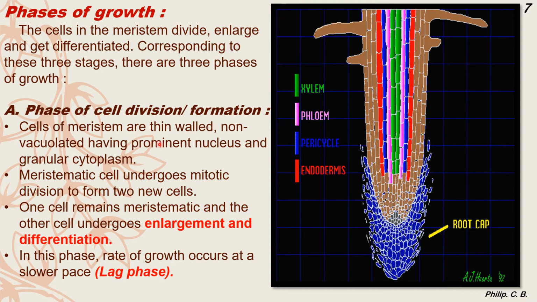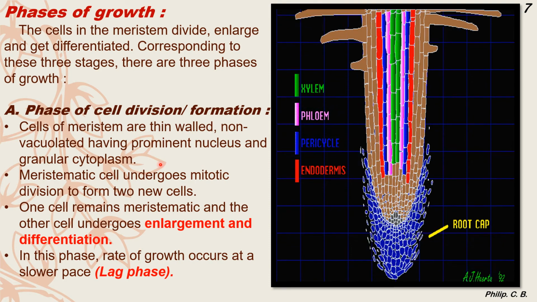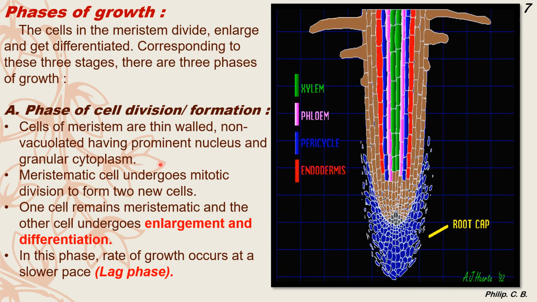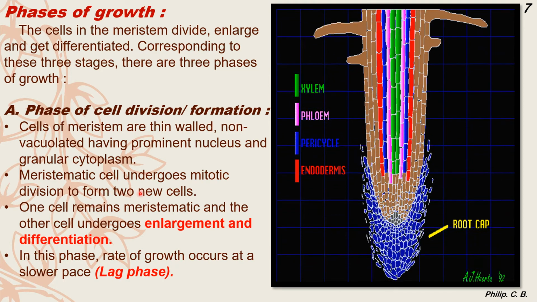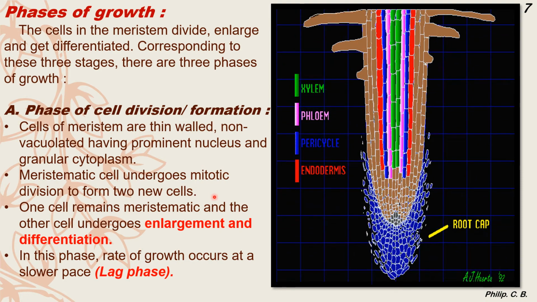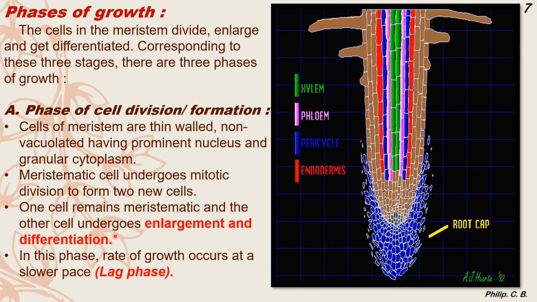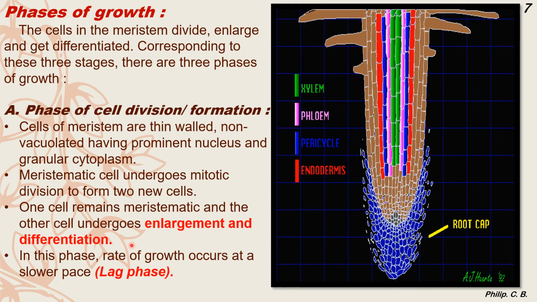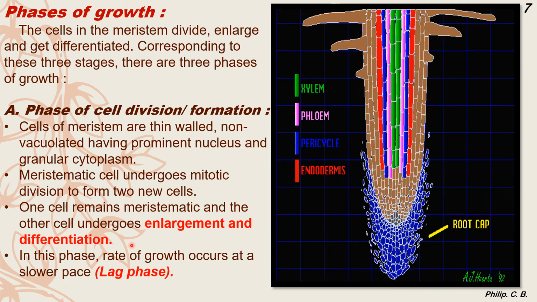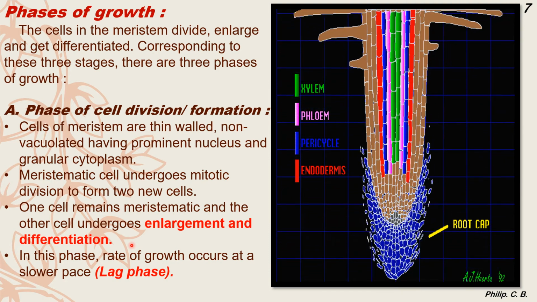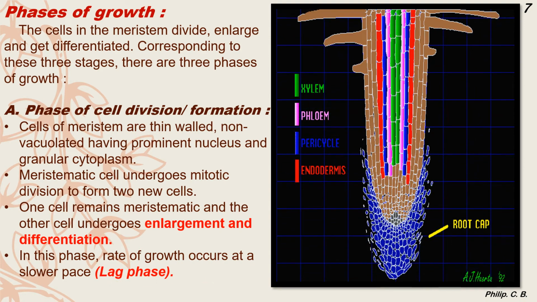First point, cells of meristem are thin-walled, non-vacuolated, having a prominent nucleus and granular cytoplasm, that is, cytoplasm in the form of grains. The meristematic cell undergoes mitotic division to form two new cells. So the meristematic cell undergoes division by mitosis. One cell remains meristematic and the other cell undergoes enlargement and differentiation. So when the cell divides into two by mitosis, one of the cells remains as a meristematic cell and the other undergoes differentiation, forming the enlargement and differentiation of the cell. Further, in this phase, the rate of growth occurs at a slower pace, that is, the lag phase.